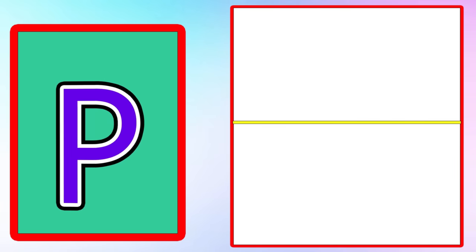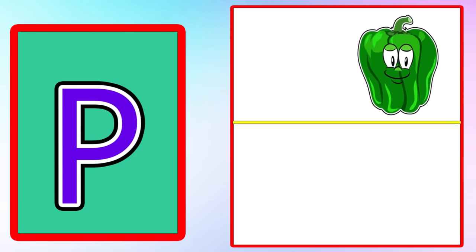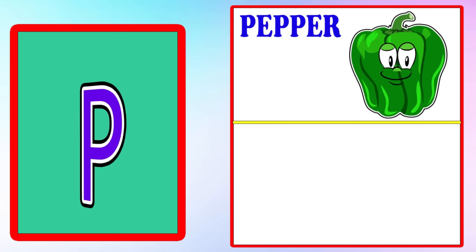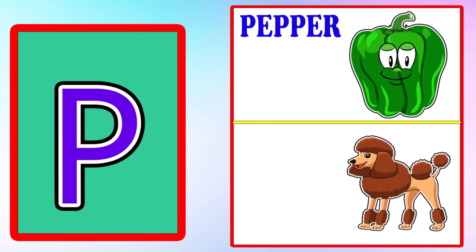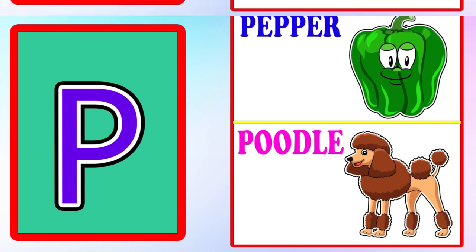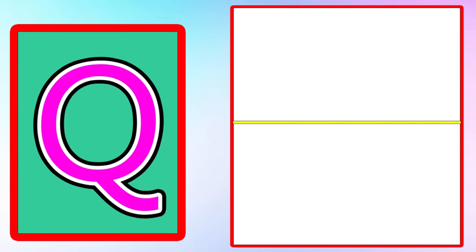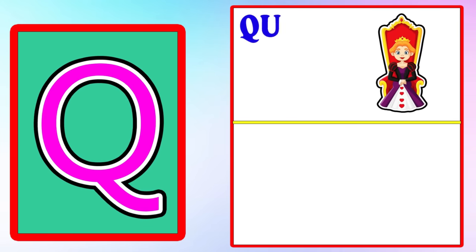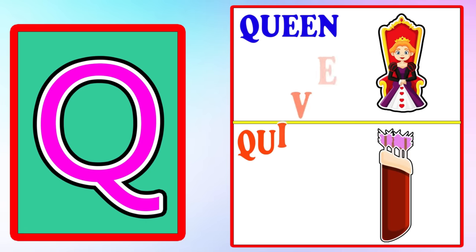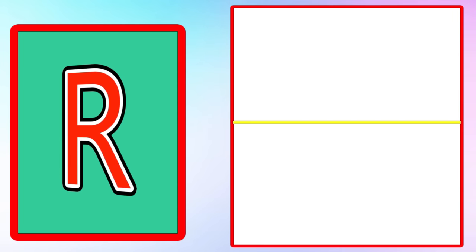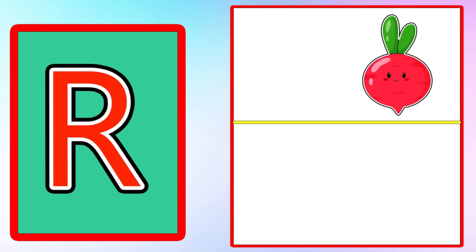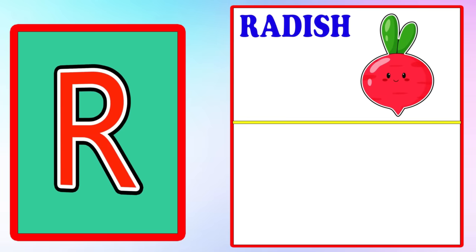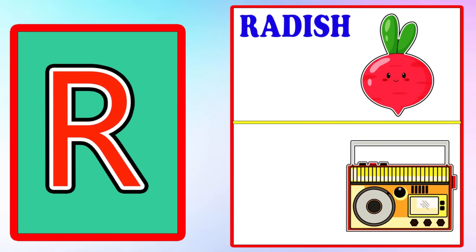P. P for paper. P for poodle. Q. Q for queen. Q for quiver. R. R for radish. R for radio.